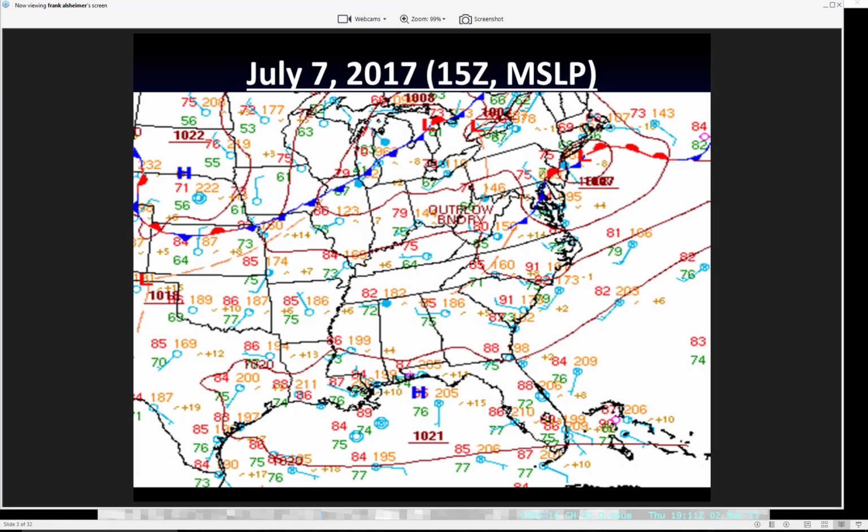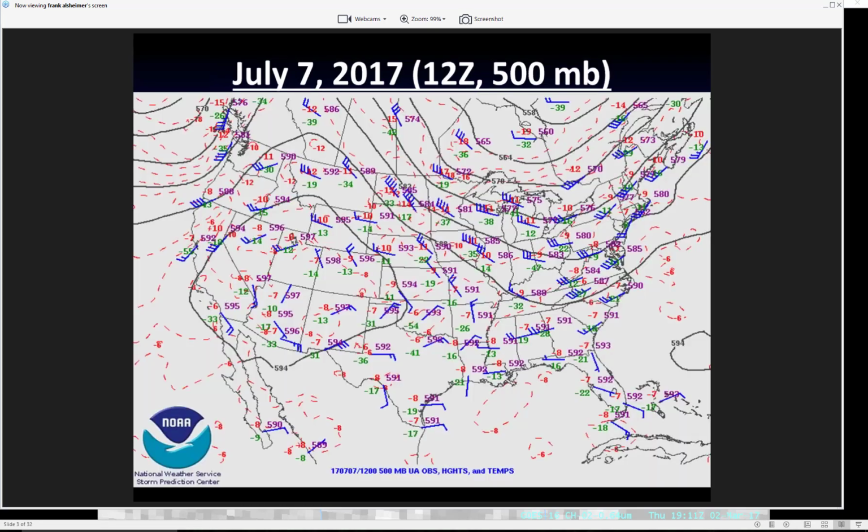So here's what the surface map looked like at 15Z on July 7, 2017, and it's a very typical summertime map for the southeast. It's hot, temperatures in the low 90s already along the east coast, dew points in the mid-70s, and there's no sign of a front anywhere to be had. So really a pretty typical hot and steamy situation for the southeast.